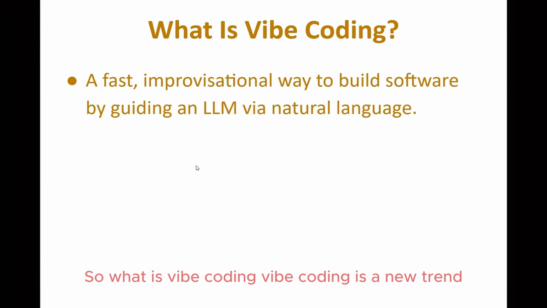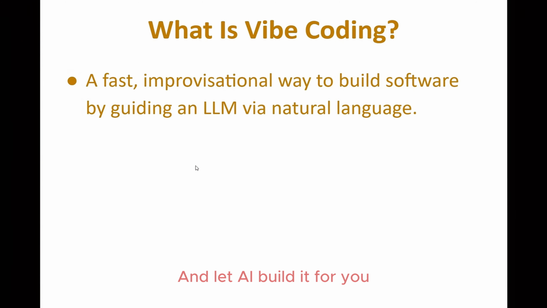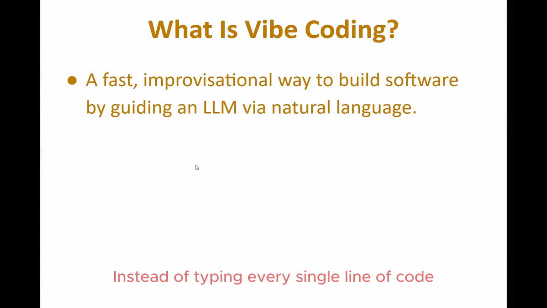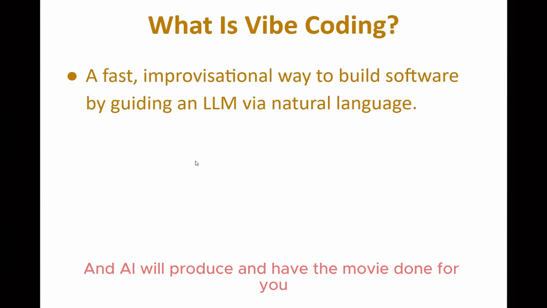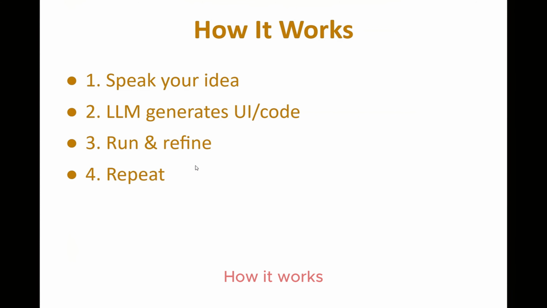So what is vibe coding? Vibe coding is a new trend where you code by describing what you want and let AI build it for you. Vibe coding is fast, creative, and flow-based. Think of it like directing a movie. Instead of typing every single line of code, you tell the AI, and AI will produce and have the movie done for you.